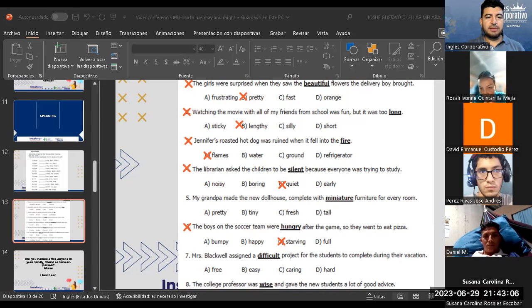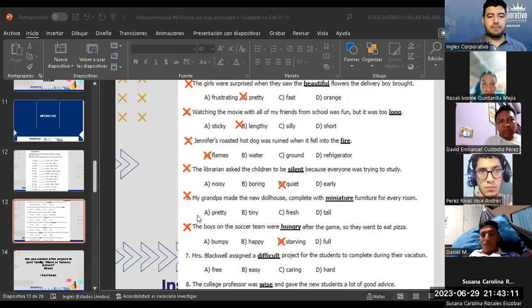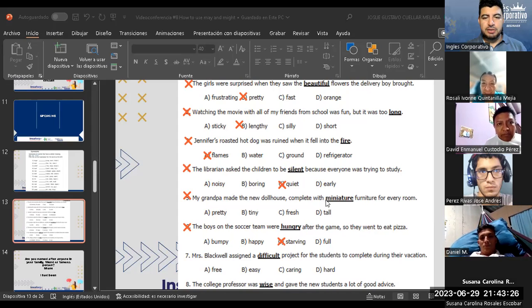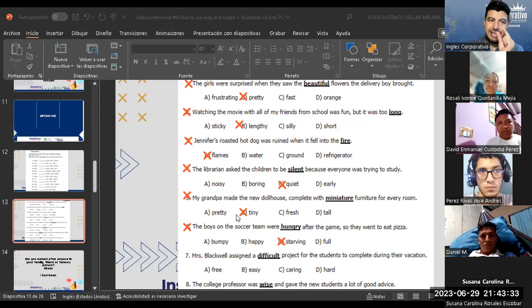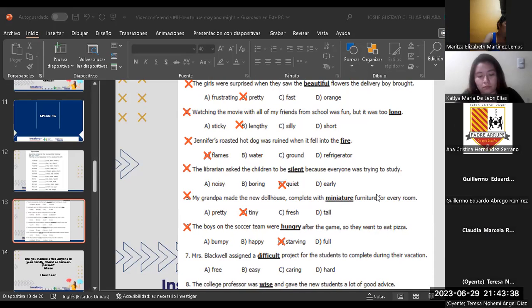Okay, and then we go with I try. Number five. My grandpa made a new dollhouse. Complete with miniature furniture for every room. And I think tall. Okay, with miniature furniture. Miniature is small. So could it be tiny? Because tiny is small. Okay. Thank you. Okay. Seven or eight, Guillermo.